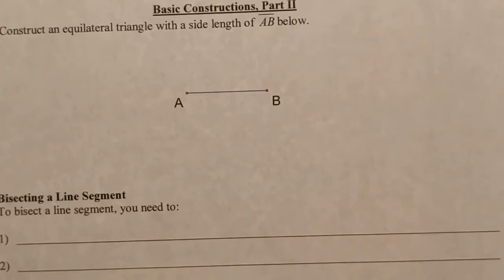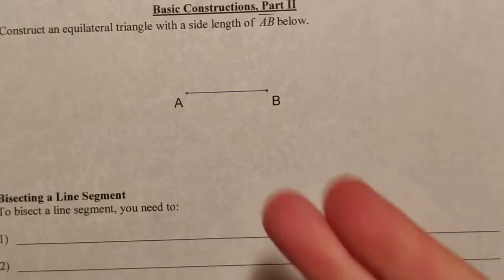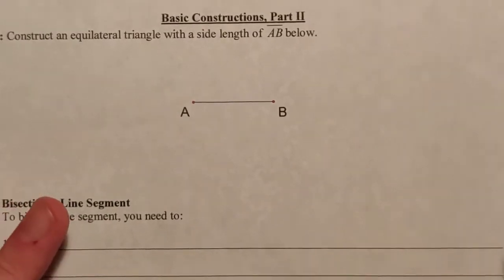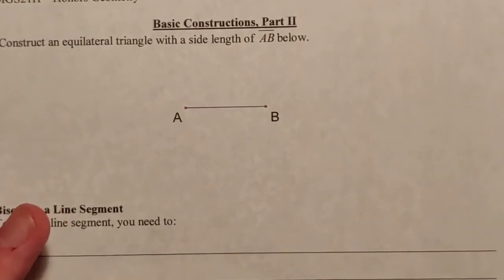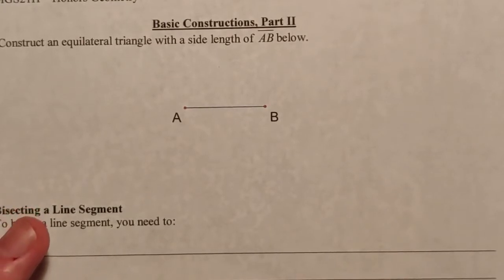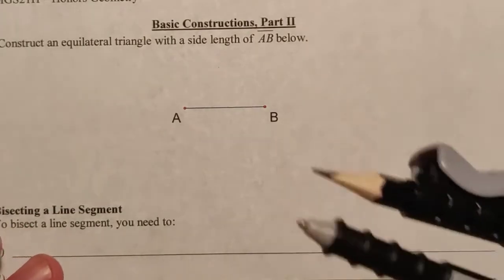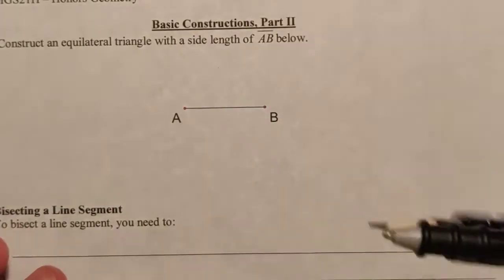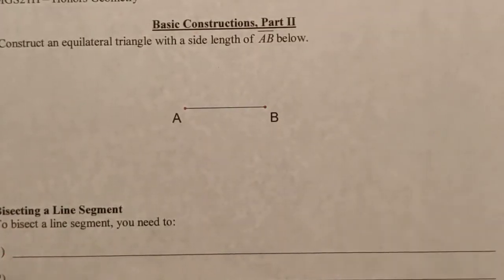Hello everyone and welcome. So we're going to start off with this problem here. We'd like to construct an equilateral triangle with the side length of AB below. Equilateral triangle, all the sides are the same here. So we need to find a position of a point C so that it's the same distance away from A and B, and that distance should be AB here.